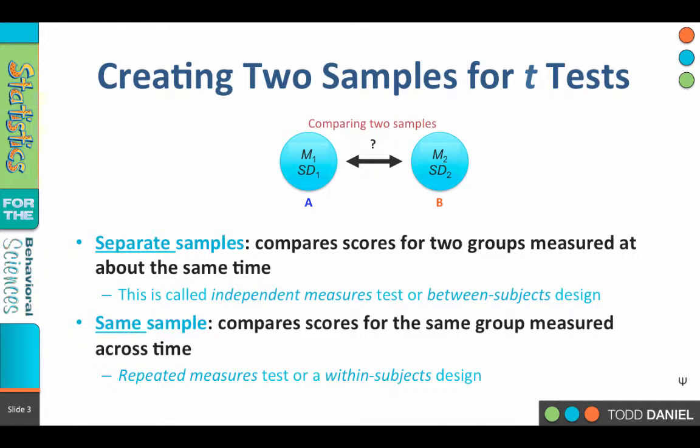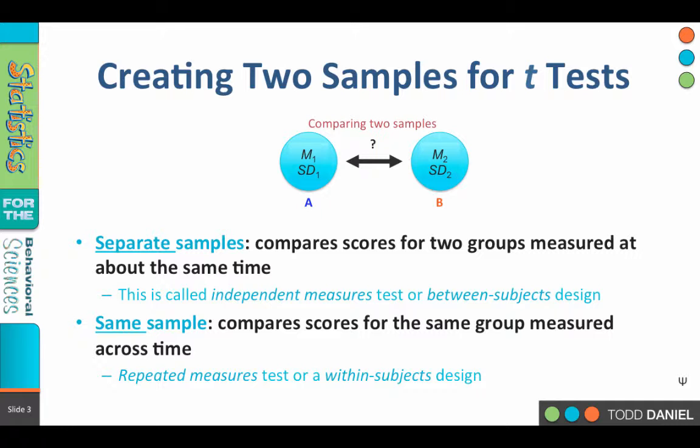So what we might do is we get a randomly selected group, a randomly selected sample of men and of women, and then we give them this test and we find out who scores more highly. So we could compare separate samples, two different groups measured at the same time, and this is called an independent measures test or a between subjects design. The two groups are independent of each other.